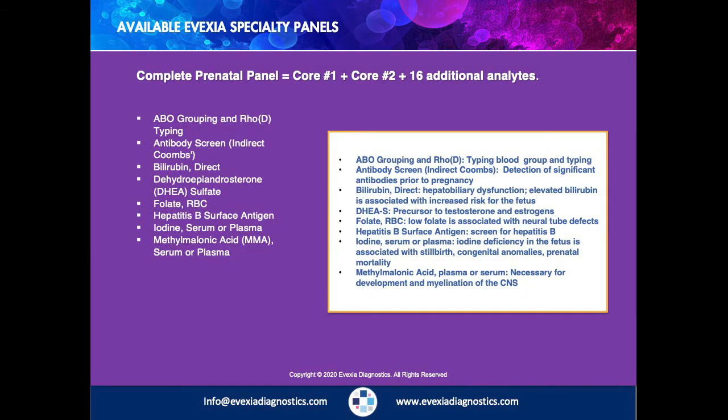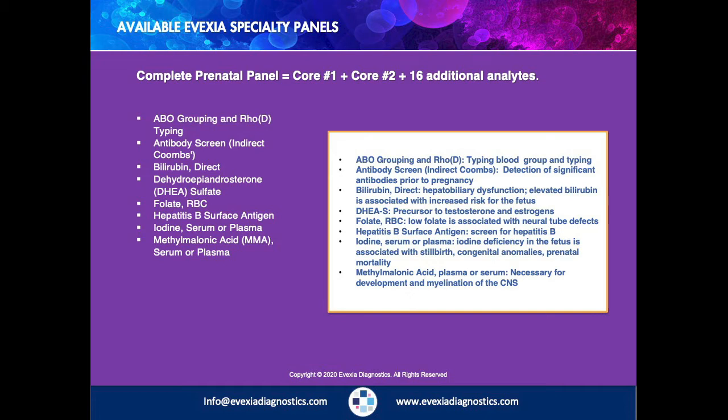So here's the EDI Diagnostics complete prenatal panel. So let's review. The panel includes the analytes and tests I mentioned that are components of the Core 1 and Core 2 test, with additional analytes outlined on this slide and the next slide. So you get the Core 1 that I talked about and Core 2 on the previous slide with a host of additional analytes. So the first analyte is the ABO grouping and RH typing.